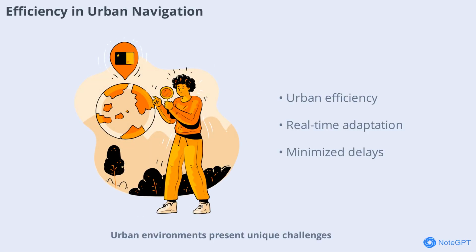Urban environments present unique challenges, with dense networks of roads and frequent changes in traffic conditions. Google Maps uses graph theory to efficiently navigate cities, adapting routes in real time and minimizing delays. This capability is essential for commuters and travelers in busy metropolitan areas.